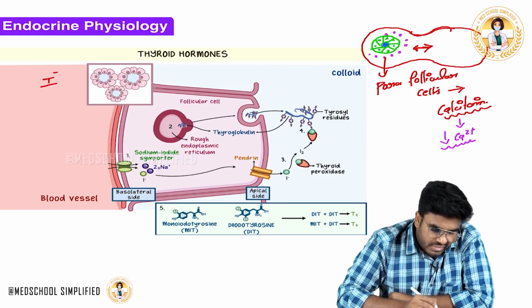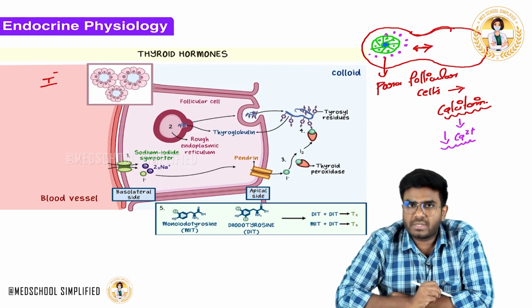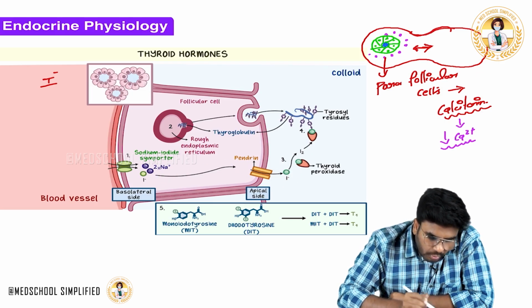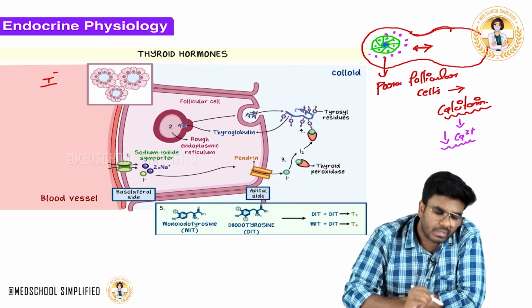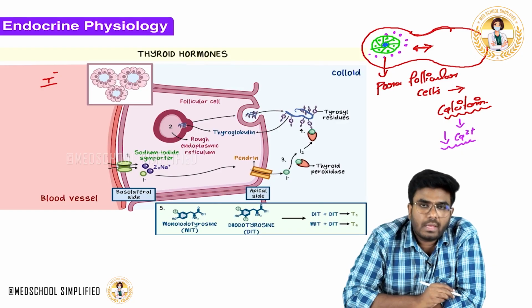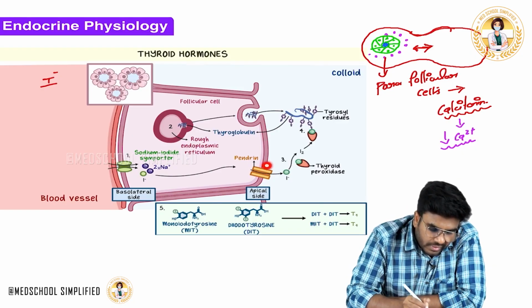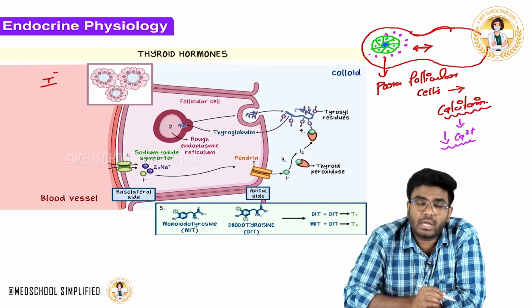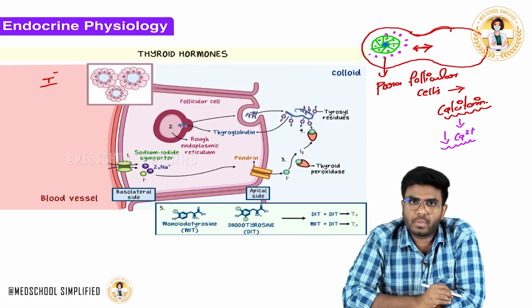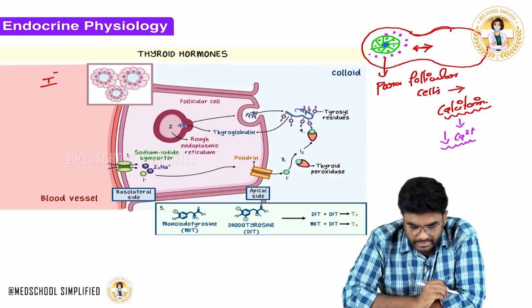This iodide ion first has to enter into the colloid. In order to meet our heroine, this iodide ion also has to come into the colloid. The transporter which is helping in the movement of iodide ion from the follicular cells into the colloid is called pendrin. Well and good.